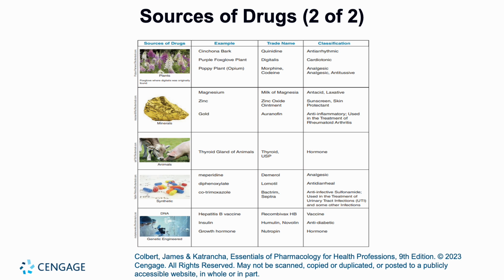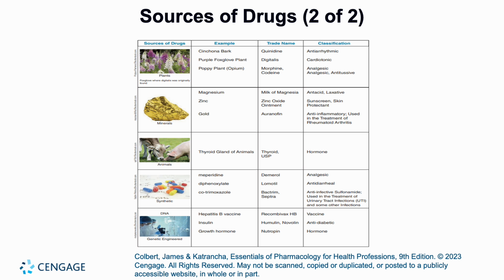Under minerals as a source of drugs, we have magnesium. Trade name drug made from magnesium is milk of magnesia, which works as an antacid and a laxative. Zinc, trade name zinc oxide, works as sunscreen and skin protectant. Gold, auranofin, can be used as an anti-inflammatory used in the treatment of rheumatoid arthritis. Another source of drugs could be animals. So one example is the thyroid gland of animals creating a thyroid hormone that they are able to use for people who need replacement of their own thyroid hormone.